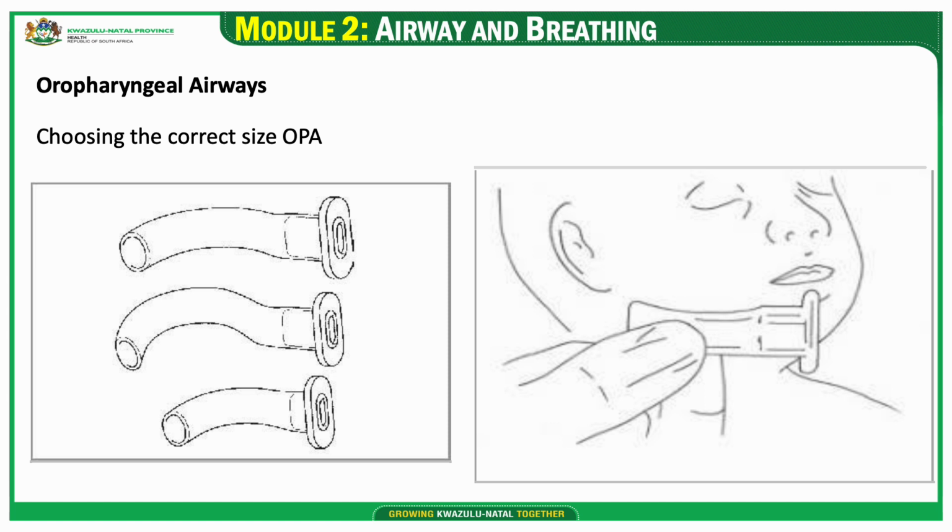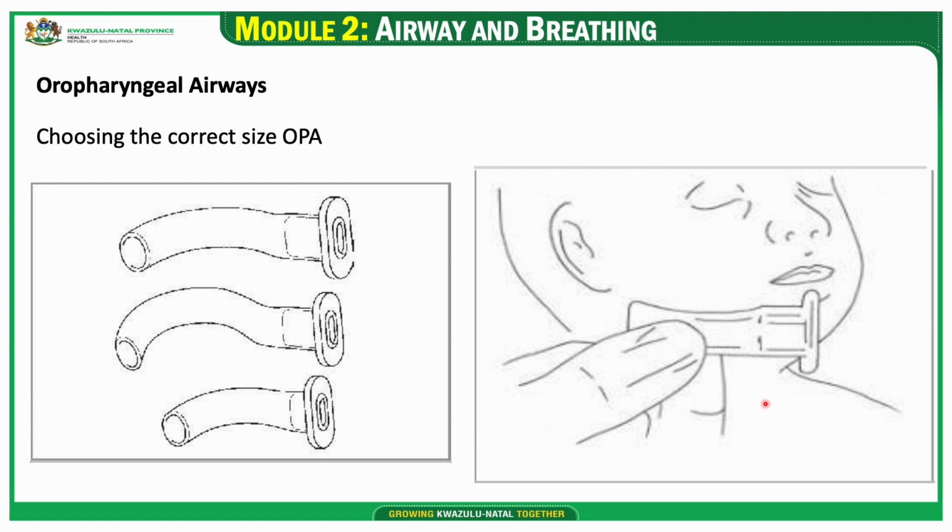It may be necessary to insert an OP airway. So generally we would use an OP airway in patients with a depressed level of consciousness. However, before you insert the OP airway, you also need to measure it because they also come in different sizes, and you need to make sure you choose the appropriate size OP airway.